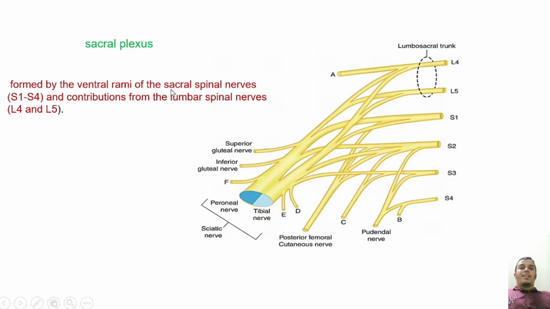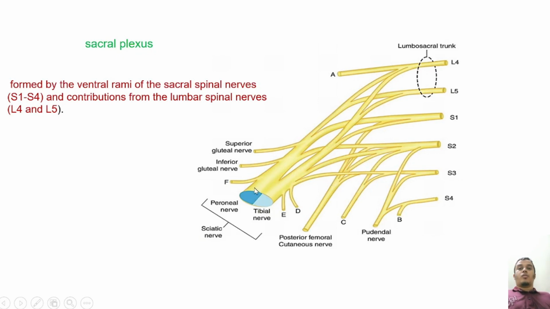There are many nerves formed from this plexus, but the main nerve is the sciatic nerve, which has two parts, the peroneal part and the tibial nerve. Also there is an important nerve, the pudendal nerve.